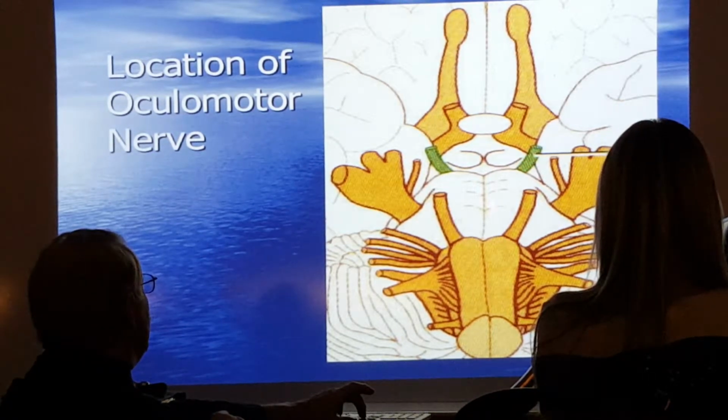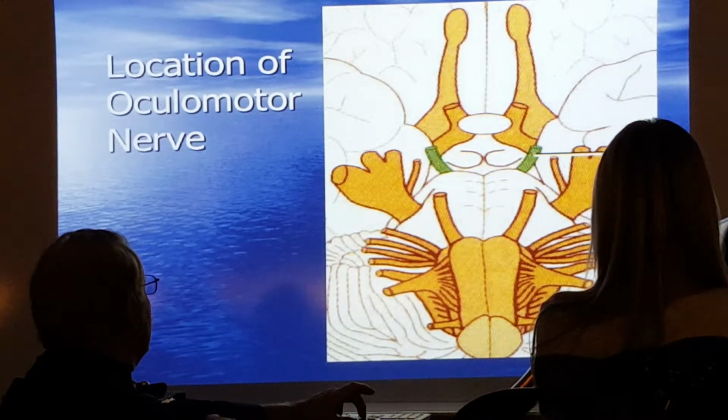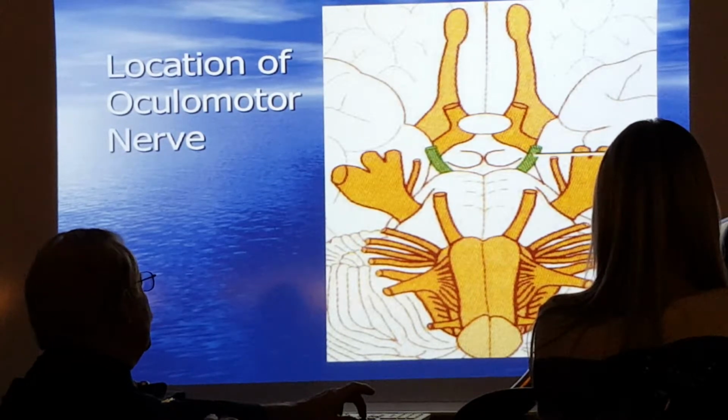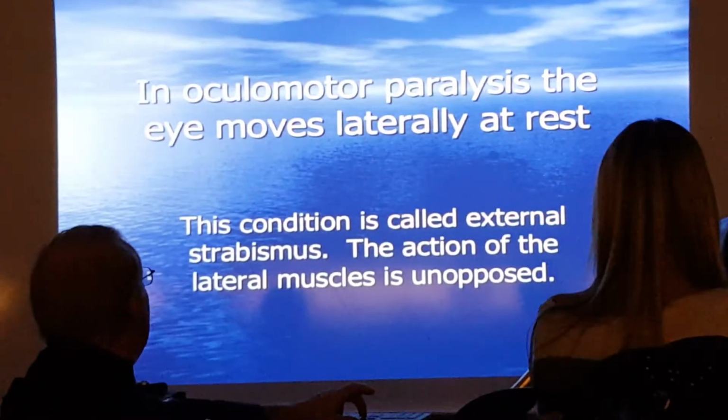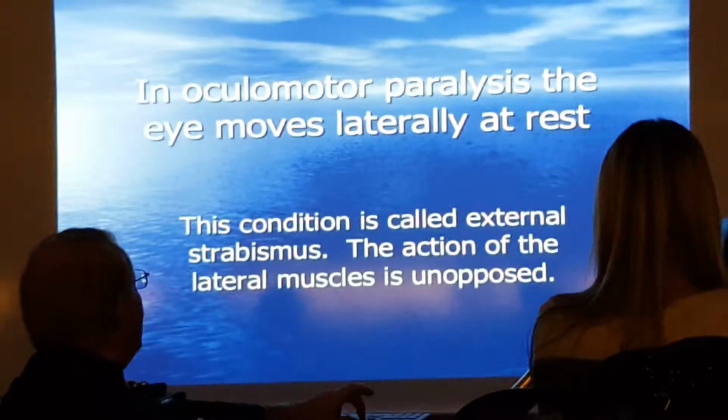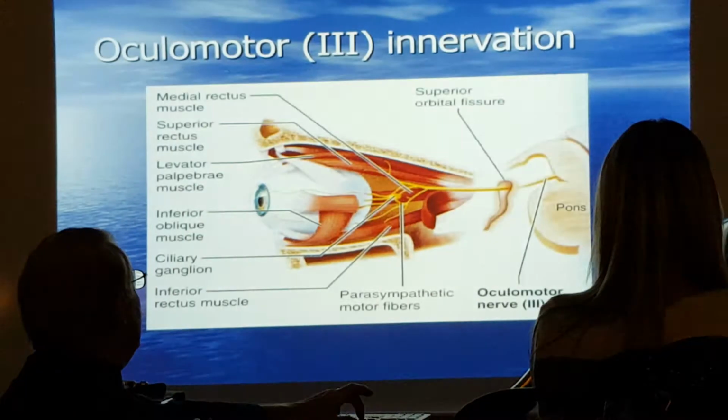It comes out in between the pons and the midbrain. And it's really hidden in our model. So what one do you think we're gonna talk about next? Number 4, which is where? They're gonna be lateral, yeah, that one. And that one, you may recall, number 4 comes from around the backside. It's the only one that comes around through the backside. In oculomotor paralysis, the eye moves laterally at rest. External strabismus. Okay, so we beat that to death.